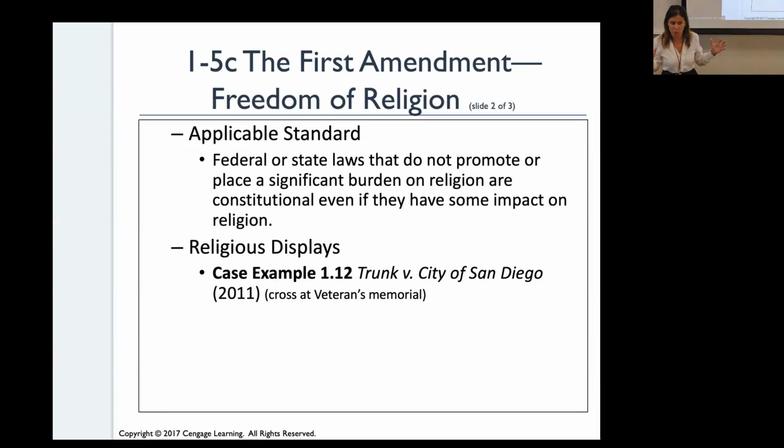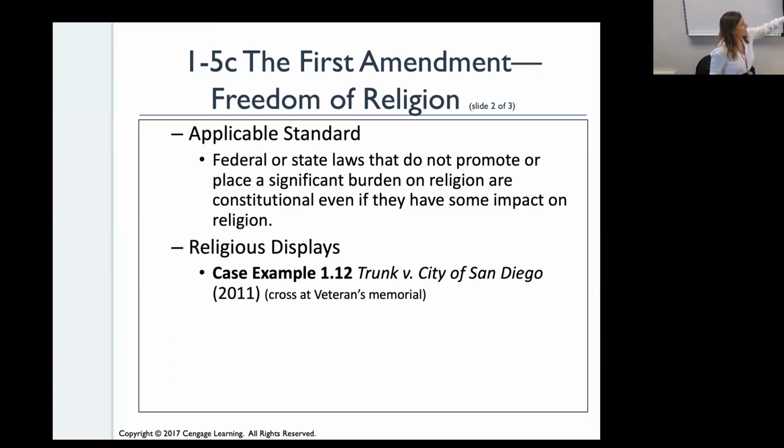What do you think? Should they remove that cross or not? Do you think they should? Anybody else? Yes, do you want to? Yeah, because it doesn't fully represent everybody as a whole, and it goes against everything. It goes against separation of church and state.